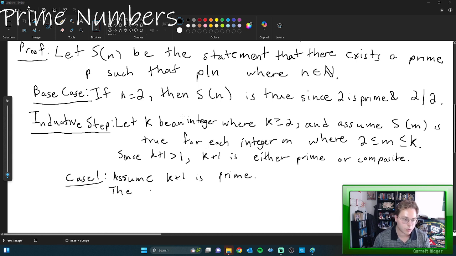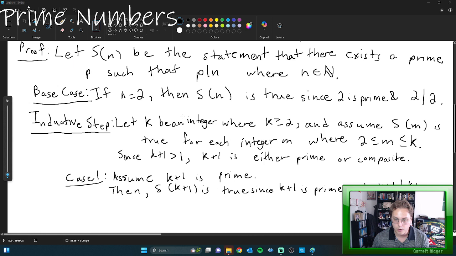Assume k plus 1 is prime. Then S of k plus 1 is true since k plus 1 is prime and k plus 1 divides k plus 1, obviously, because k plus 1 times 1 equals k plus 1. Okay, so now for case 2, let's assume that k plus 1 is composite.